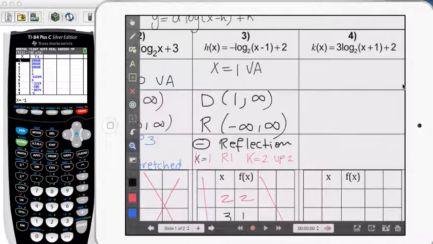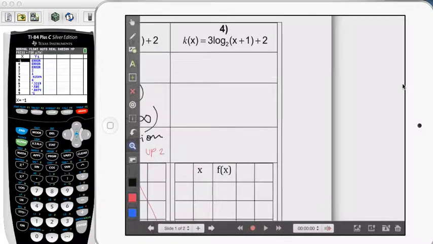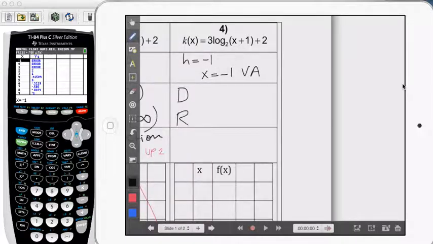Now let's move on to number 4. If you'd like to pause the video and try this one on your own so you make sure that you understand the material. Now the fourth one, as you can see, h is negative 1. So x equals negative 1 would be my vertical asymptote. By now I think you all know how to find the domain and range from your equation. The domain is always going to be from the asymptote all the way to infinity, and the range will be from negative infinity to infinity.